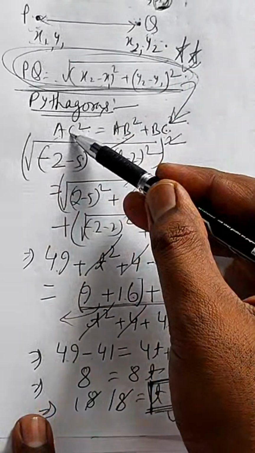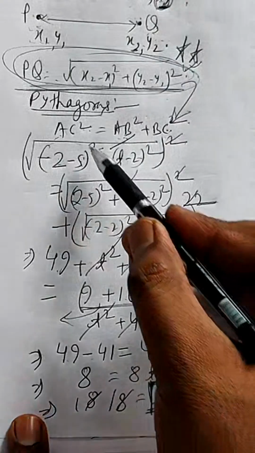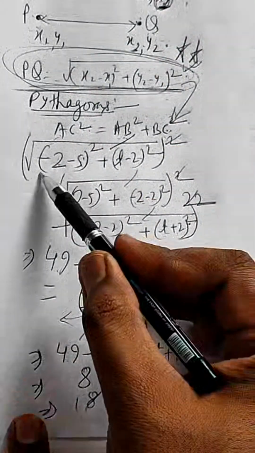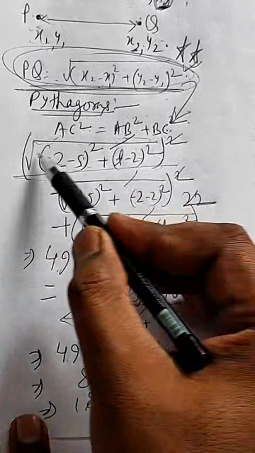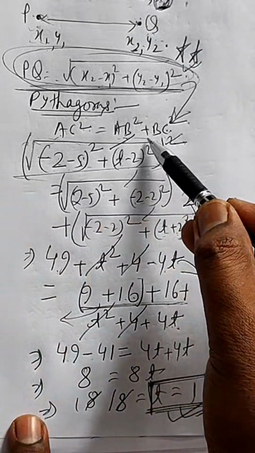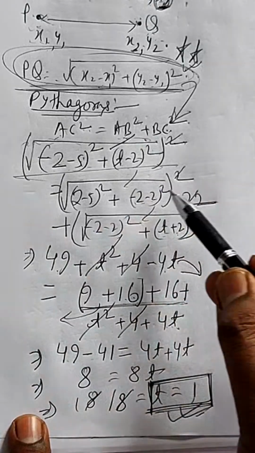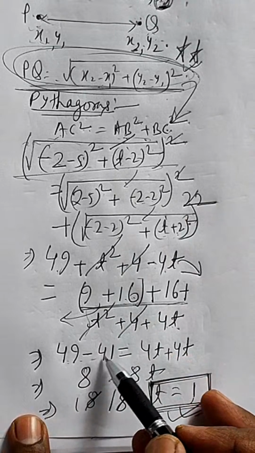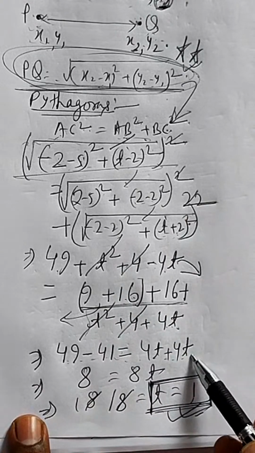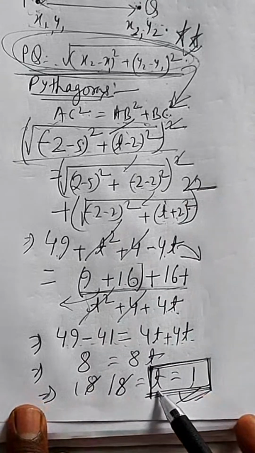So what is AC square? AC square, by using the same distance formula, we find it: (minus 2 minus 5) plus (t minus 2) whole square, under a square root, and finally this square. So this square will cancel this square root, and all these square roots will be cancelled, and we are left with this equation: 49 minus 41 equal to 40 plus 40t. So this will give you the value of t equal to 1.